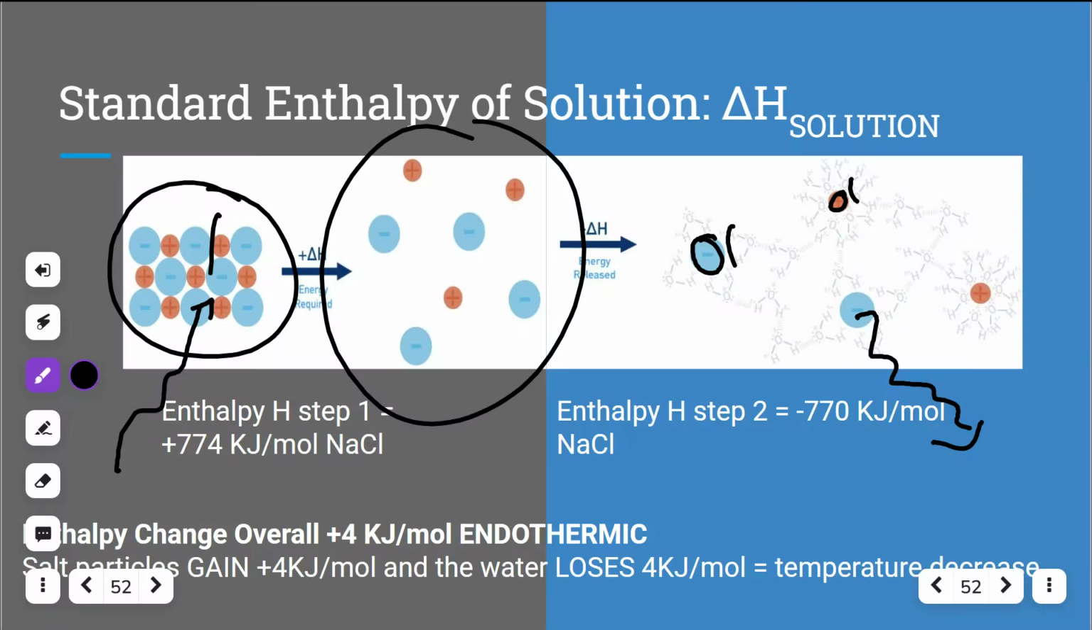Nevertheless, when we take sodium chloride, 1 mole of it, into a solution, it would take 774 kilojoules of energy to splice those bonds. But then when those same ions are hydrated, 770 kilojoules of energy would be released. Overall, the salt particles gain 4 kilojoules of energy, but the water would lose 4 kilojoules of energy. So from start to finish, if the water is losing energy to the ions, there's going to be a temperature decrease. And so we'd classify this as an endothermic reaction.